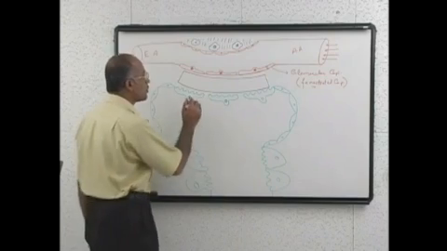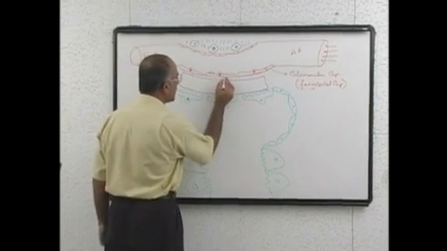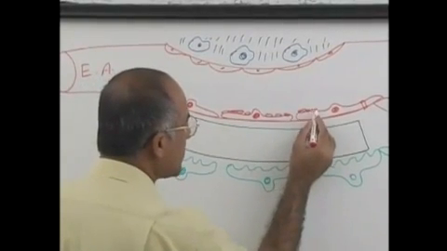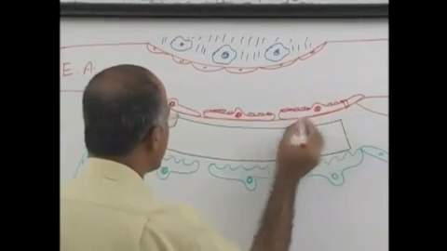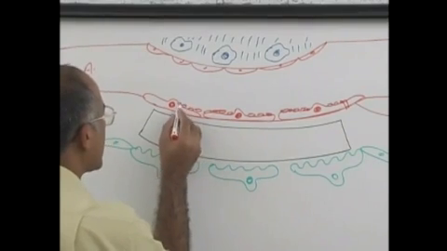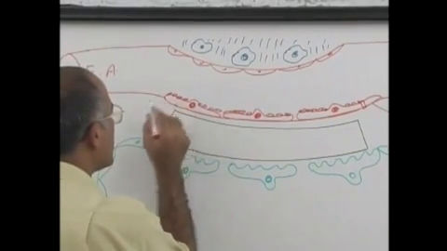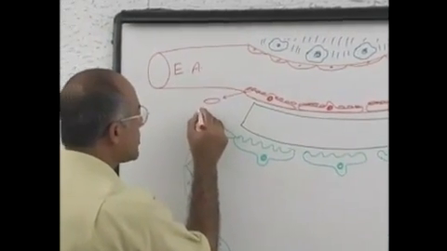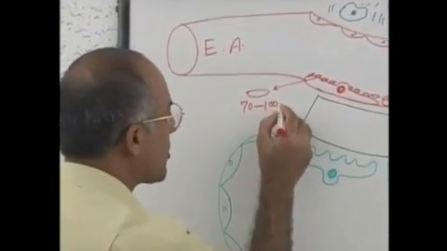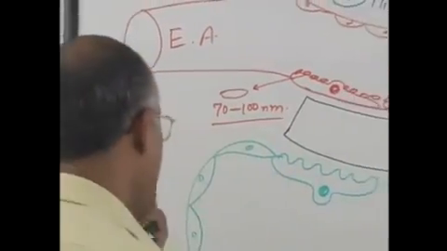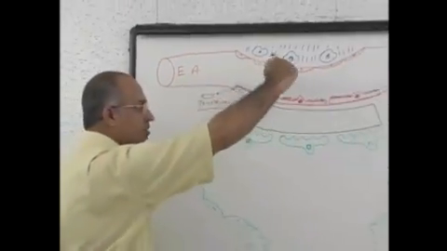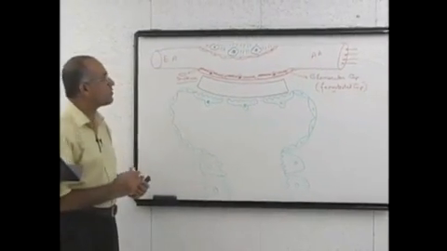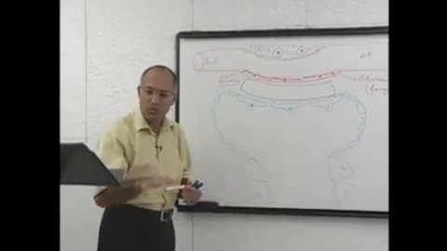Now, what is the size of these holes? These fenestrations or holes which are present in these cells, their size is approximately 70 to 100 nanometer. What is the size of this hole? This hole is 70 to 100 nanometer, right? Because this whole layer has to act as a filtration system. We should know that filtered material has to pass through these fenestrations.